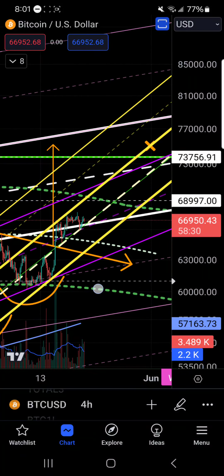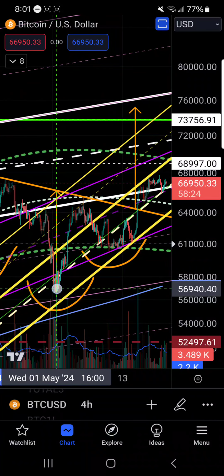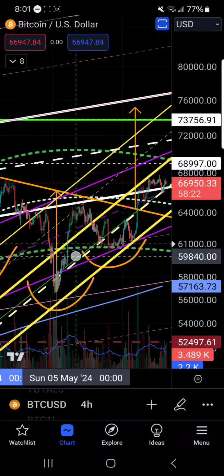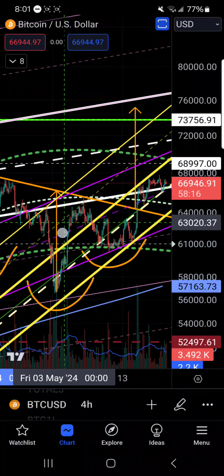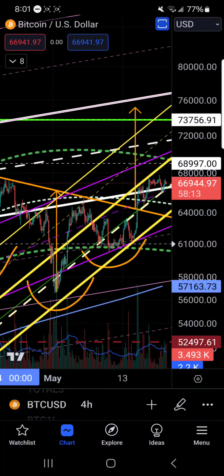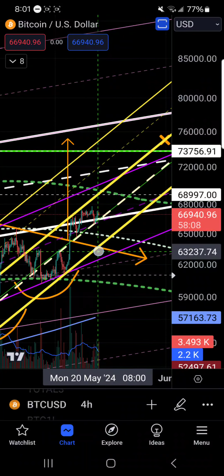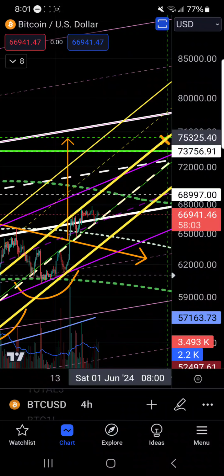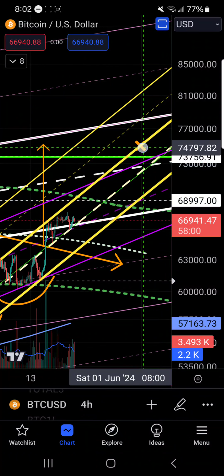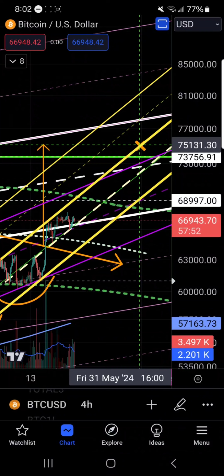So target for our inverse head and shoulders pattern here is this target here, which basically measures the width of the channel that we're currently moving up in. That's what these targets really are doing. And then where we would break out would measure the target up here. So I pulled it over, and I'm estimating possibly that we hit this target of about 75,000 at the end of May.